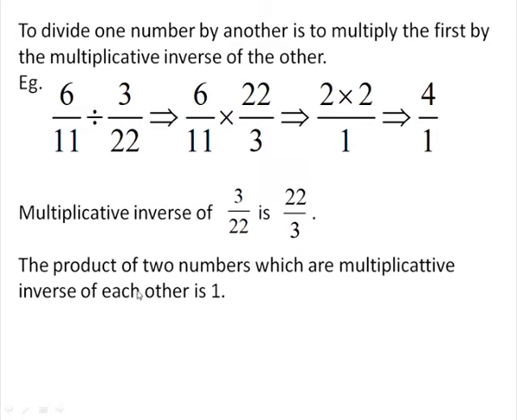Also children, the product of two numbers which are multiplicative inverse of each other is 1. That is, when you multiply the given number with its multiplicative inverse or reciprocal, the product is always 1. So if you look at these two numbers, the given number and its reciprocal, 3 will get cancelled with 3, and 22 with 22. So you will get 1 in place of every numerator and denominator, that is, their product is 1. Hence, the product of two numbers which are multiplicative inverse of each other is 1.